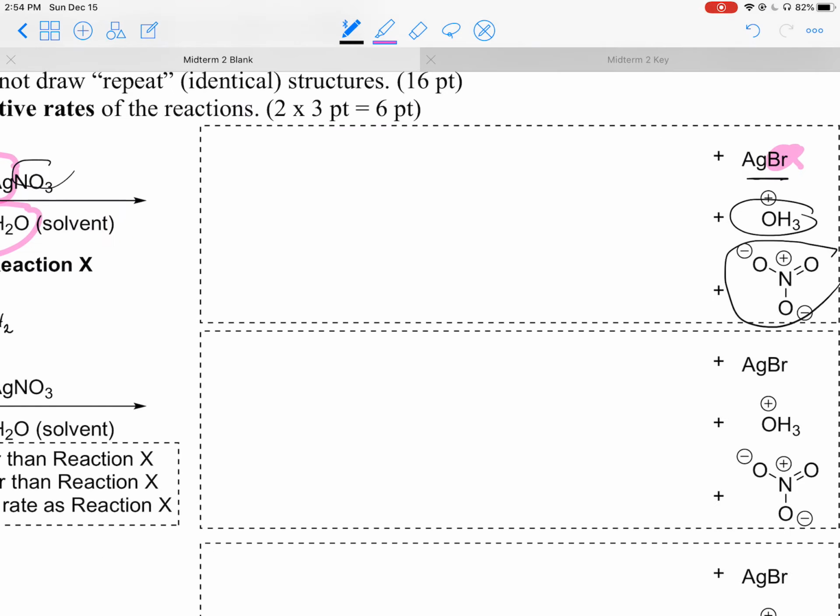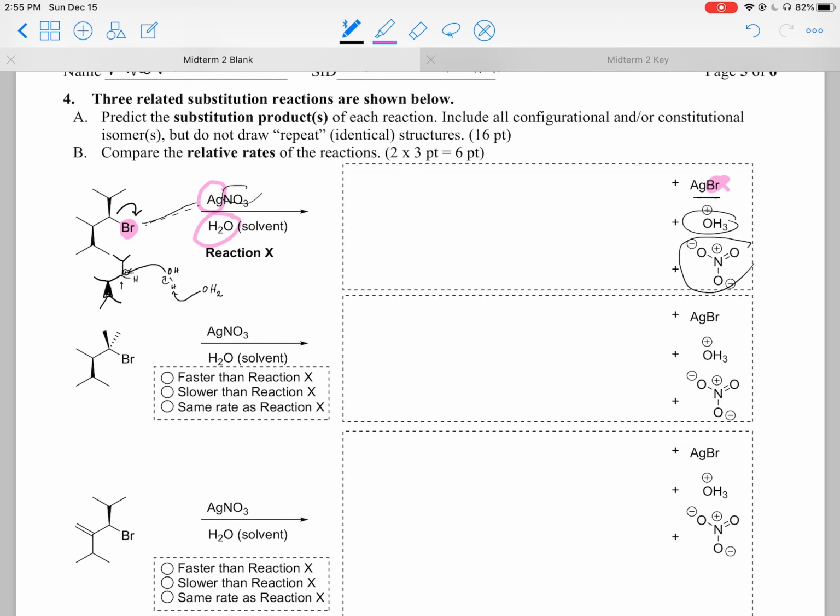So what will those products look like? They will have this here, this. We're still going to have a wedged line right here. And then we can either have OH wedged or dashed. This is still going to be wedged either way. So there we go. Those are the two products for that reaction.